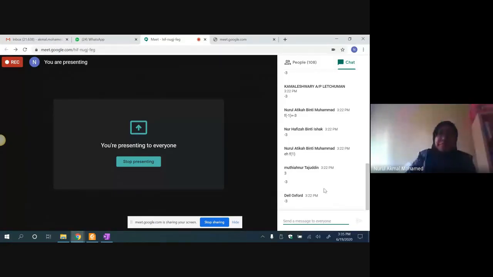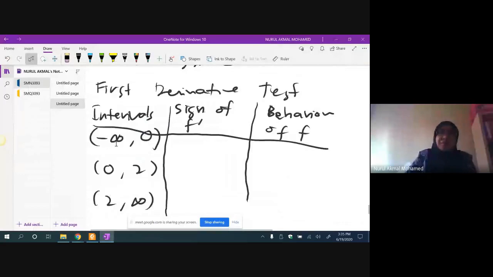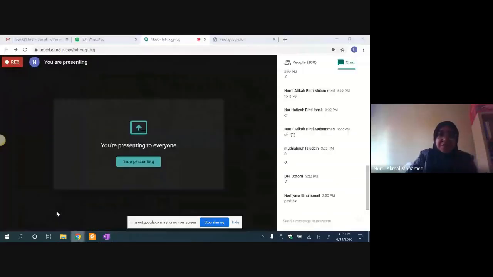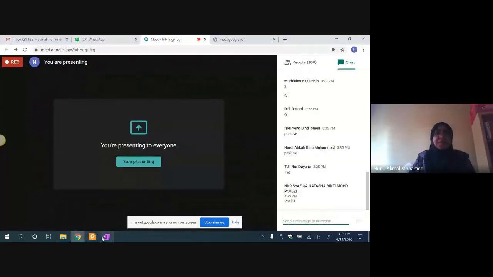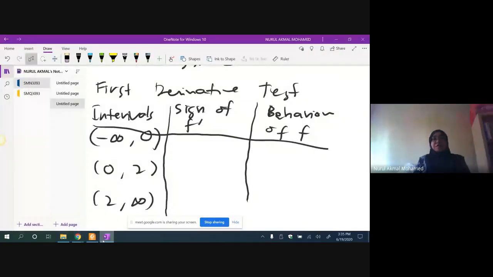What is the value? Let's say you choose x equal to negative 1 here. What will be the sign of f prime? Is it positive or negative? Positive. Okay, so this one is positive.